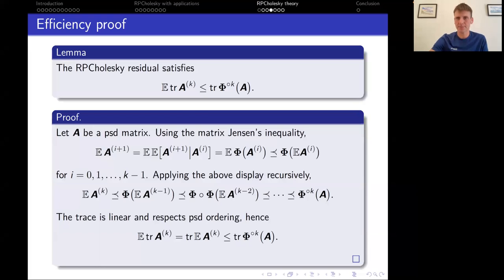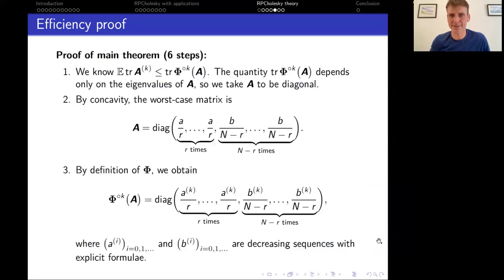And the rest, I was able to work it out. It's a clean analysis, but it is slightly involved. There's 6 steps. You first notice that this phi, remember that's A minus A squared over trace A, doesn't depend on the eigenvectors. Once you take the trace, it doesn't matter what your eigenvectors were, it only matters what your eigenvalues were. So you can take A to be diagonal.